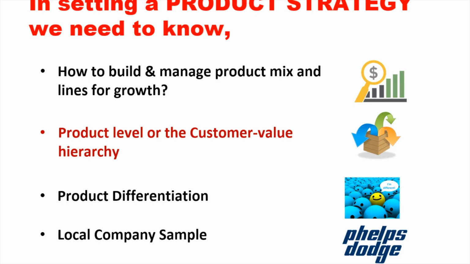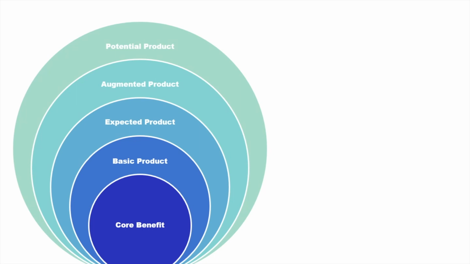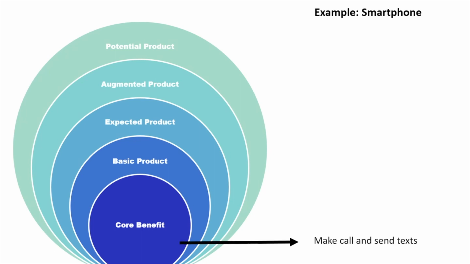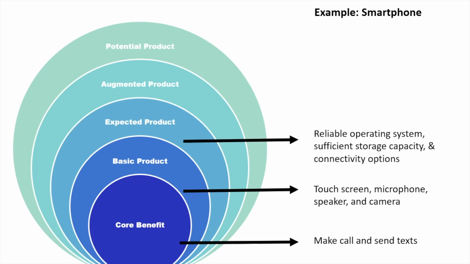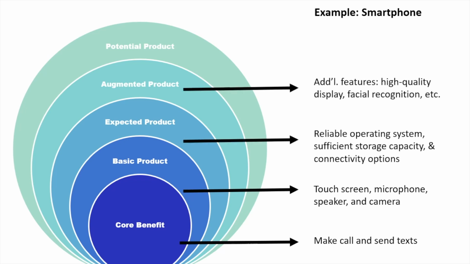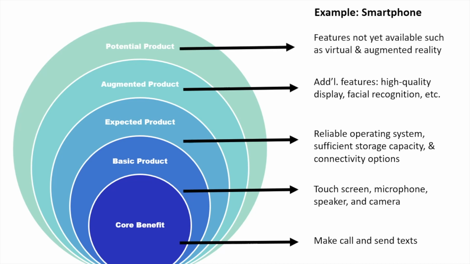We now discuss product level. Take the example of a smartphone. The core benefit is making calls and sending texts. Basic features are touchscreens and camera, among others. Customers expect a reliable operating system and sufficient storage. Features that exceed expectations are high-quality display and facial recognition. Potential product includes future developments like extended battery life or seamless integration with other technology.